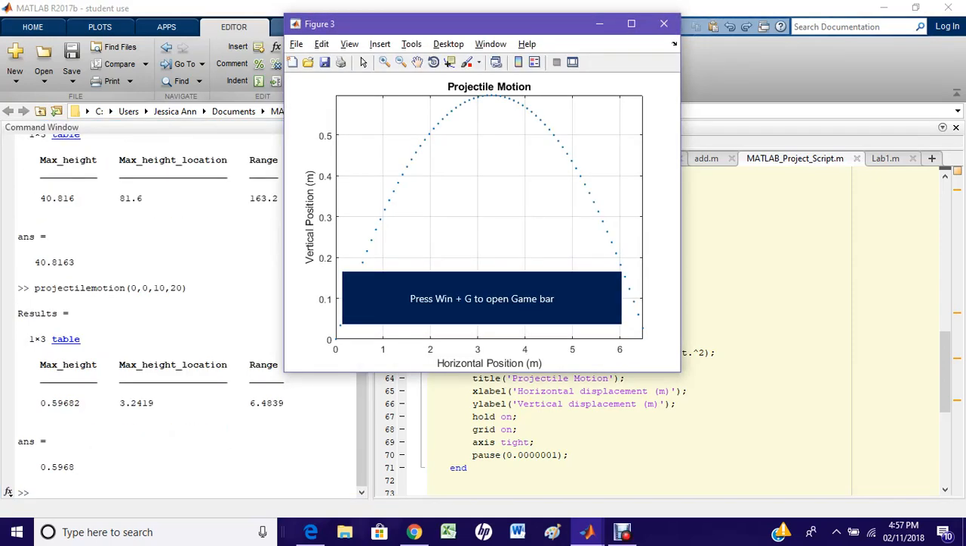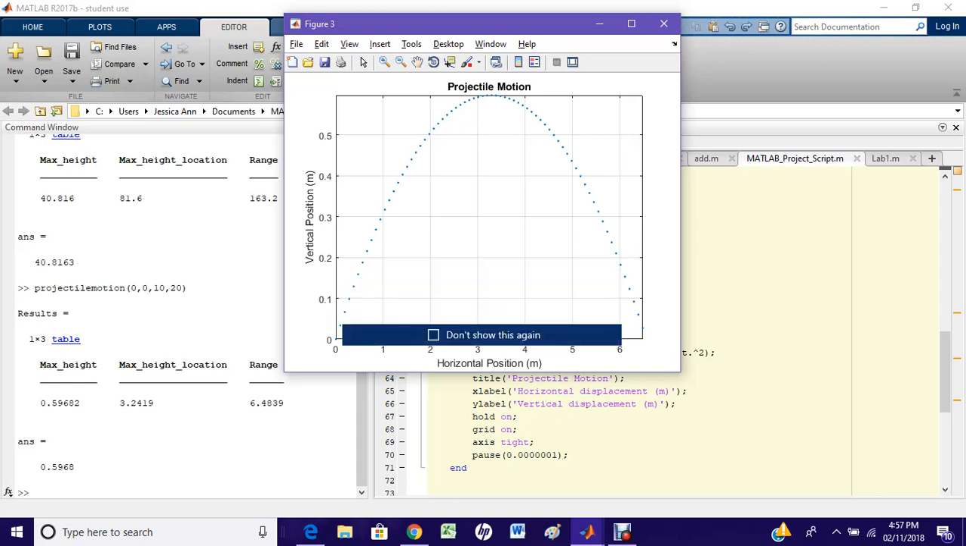Although these paths that are plotted here all basically look the same, the scaling on these axes are different. So every projectile motion has a general increase, and then it levels out, and then it decreases in a parabolic shape.